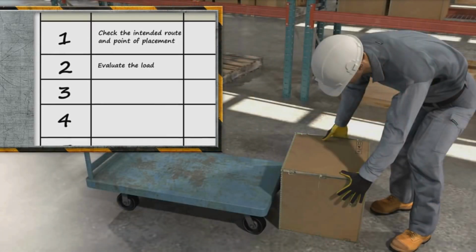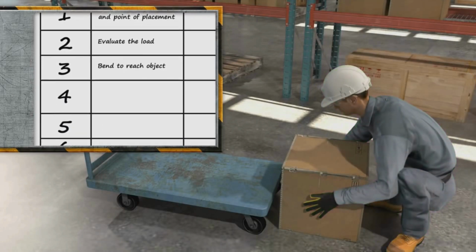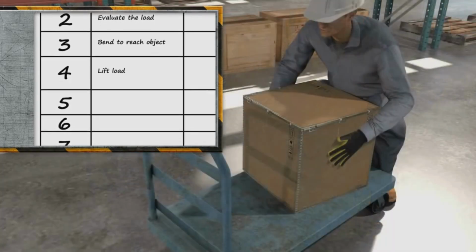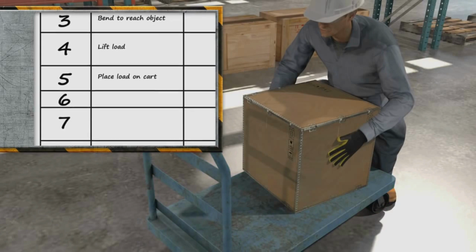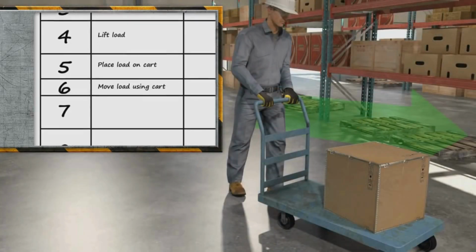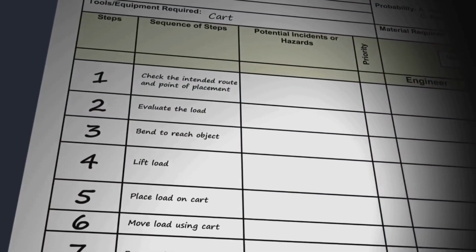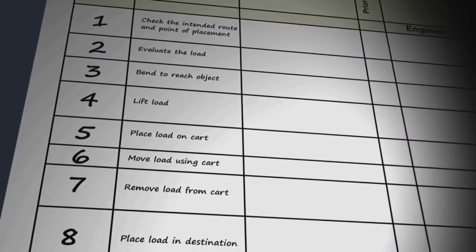It is important to not make the steps too general, which may result in hazards being missed, or too detailed, which may result in there being too many steps. A good rule of thumb is to describe the job in fewer than 10 steps. You must also keep the steps in their correct order. Steps that are out of order may miss potential hazards or even introduce hazards that don't exist.